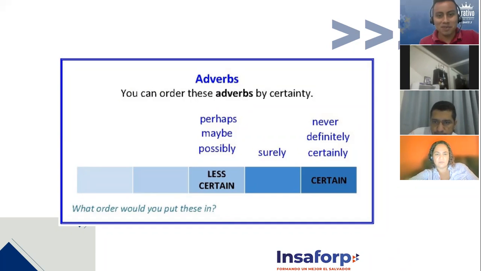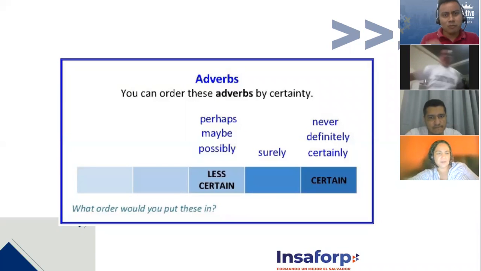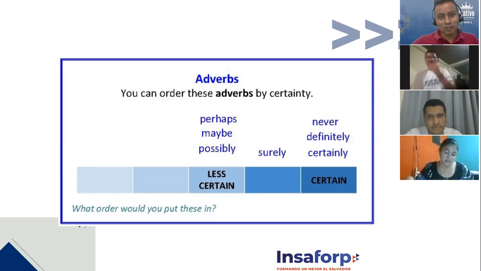Perhaps, maybe, possibly, surely, in the middle of certainty, and then we have certain, never, definitely, and certainly. Okay, maybe you want to double check, you want to write it down, because we are going to create sentences with these ones, okay? I'm going to give you 2 minutes to write it down, please.